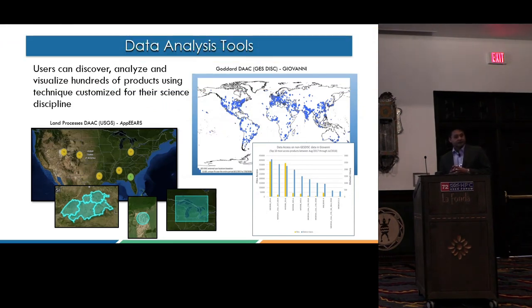There are some data analysis tools, but these are very specific to the data centers, to the communities that they serve. So the two examples here are LP DAAC, which is Land Processes. They have a tool called AppEEARS that allows you to subset parts of Landsat data. And Goddard has a tool called Giovanni, which allows you to do some exploratory analysis of some of the MERRA data sets there.